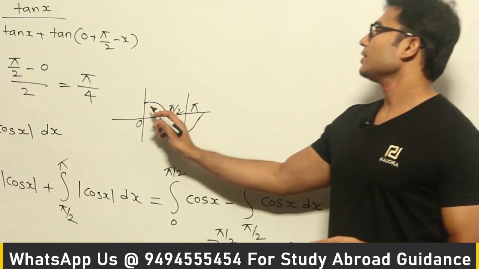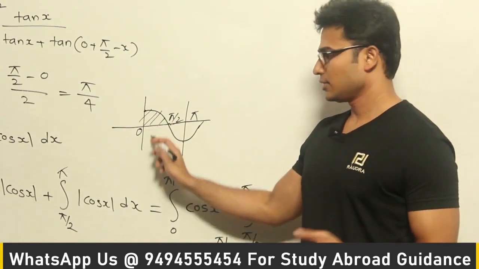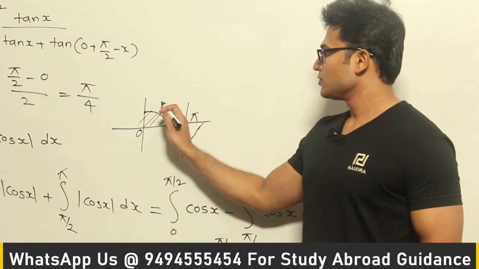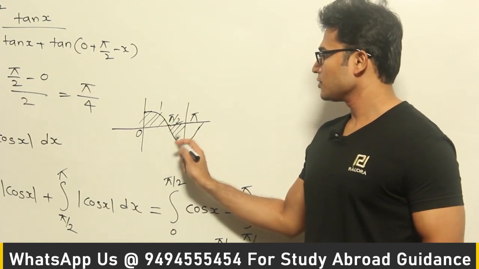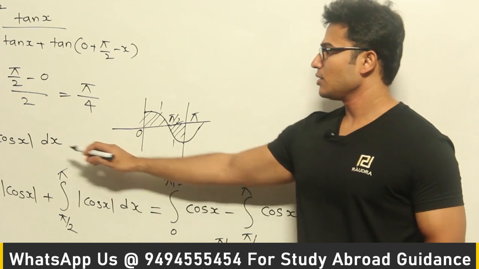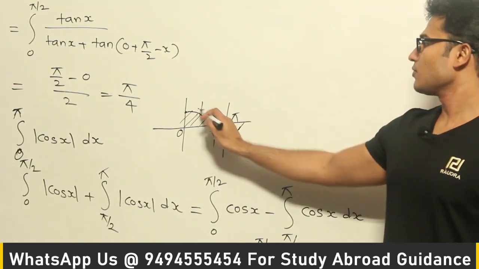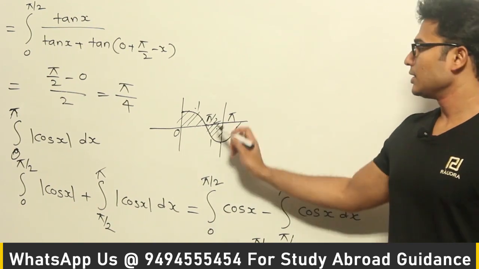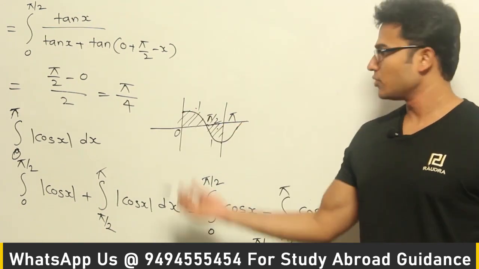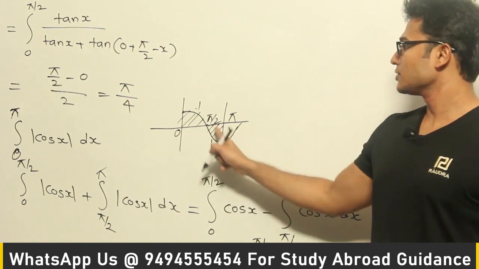Anyway, we have already seen that this value from 0 to pi by 2 is 1 in the previous example, and this value will also be 1. Now they are asking about the mod cos x, which means the positive value, right? So it is going to be 1 plus 1, isn't it? In case the mod is not given, then it would have been 0. Why? This is 1 and this is minus 1.